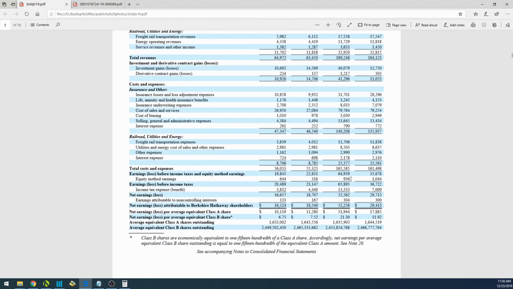You might wonder, how then did we get to this net earnings of 52 billion compared to 29 billion? This is where you have to look in further detail at the rows below this, such as interest expense. Berkshire Hathaway. Okay. Let's try to find it.